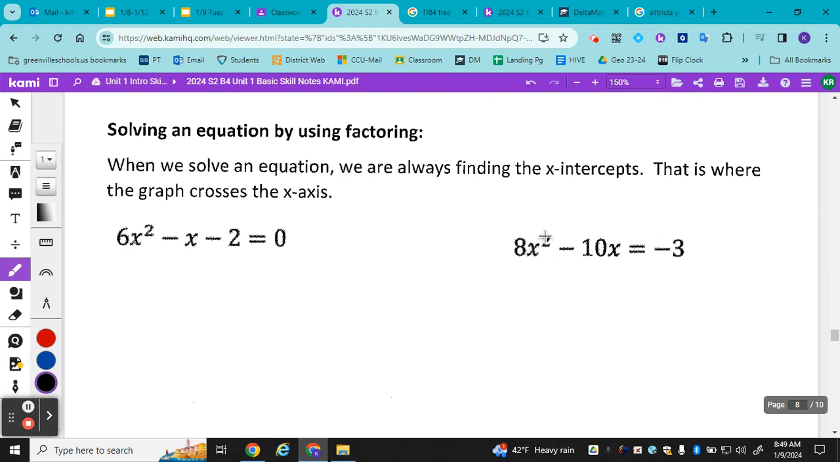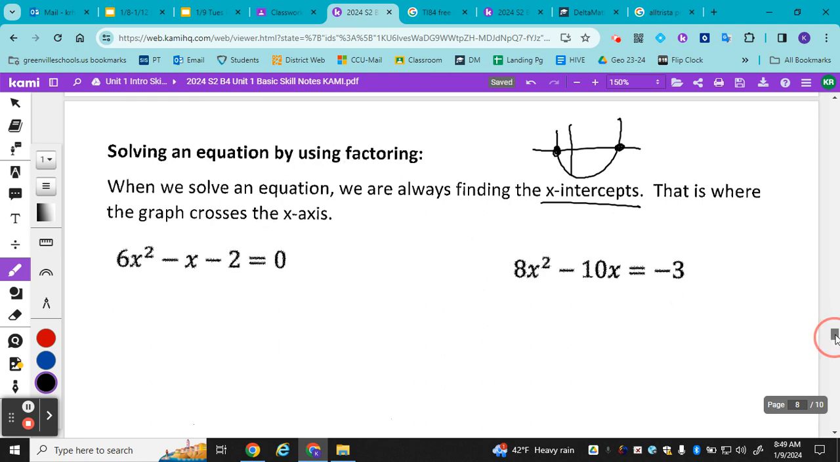All right, solving quadratics by factoring. When you're factoring, what you're really finding is your x-intercepts. So like if you look at this graph, you'll figure out where it crosses. Here's your parabola. These are your answers if you're looking at it graphically. When it says solve using factoring, you've got to be able to factor.